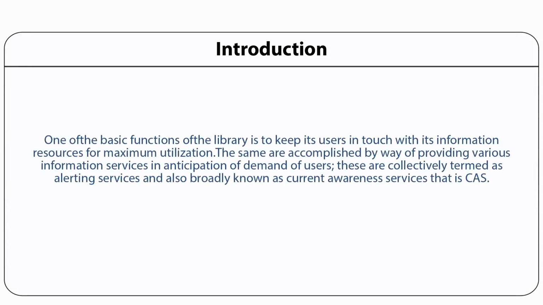One of the basic functions of the libraries is to keep its users in touch with its information resources for maximum utilization. The same are accomplished by way of providing various information services in anticipation of demand of users. These are collectively termed as alerting services and also broadly known as current awareness services, that is CAS.